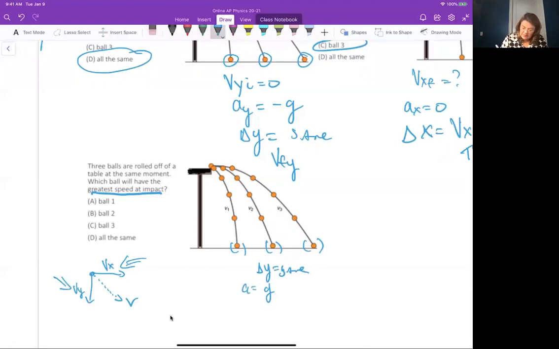Acceleration is the same, it's negative g, and we know that the initial velocity in the y direction was 0. So I have the three things and they're the same. So if I solved for the final velocity, it's the same. So therefore, the one that had the largest vector in the x direction, when combined vectorially with Vy, which is the same for all of them, will result in the largest resultant vector, which will have the largest speed, which is the magnitude of the vector.